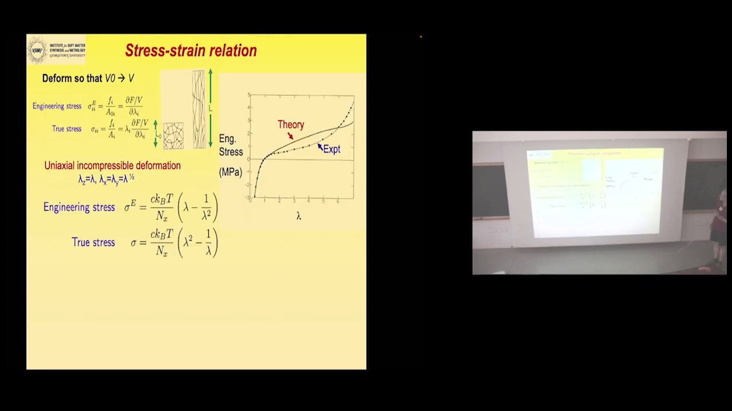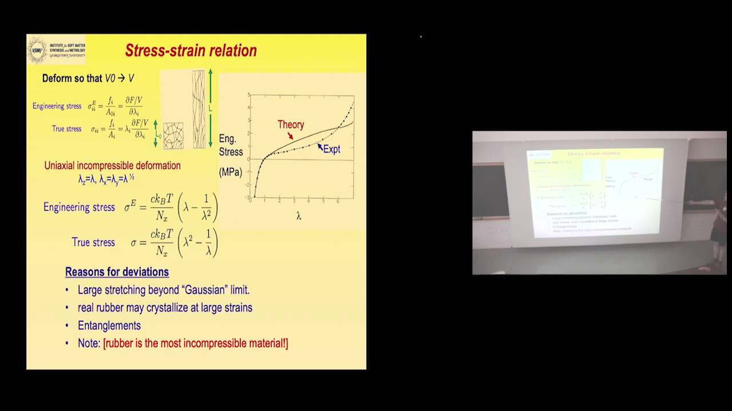I'll skip over this in the interest of time, but you can talk about the stress-strain relations for a piece of rubber. Here's an example of theory and experiment. The experiment doesn't fit the theory exactly, as is always the case. There are a number of reasons why the simple neo-Hookean theory, which we just talked about with lambda squared, doesn't work in extreme cases. If you stretch it beyond the Gaussian limit, that can cause problems because there's a maximum stretch. Real rubbers are designed not to do that, but they can actually crystallize sometimes at large strain because you're aligning the chains, and then they lock up.